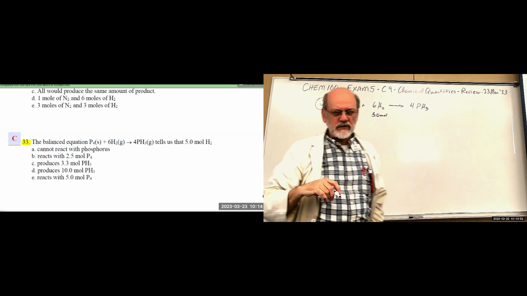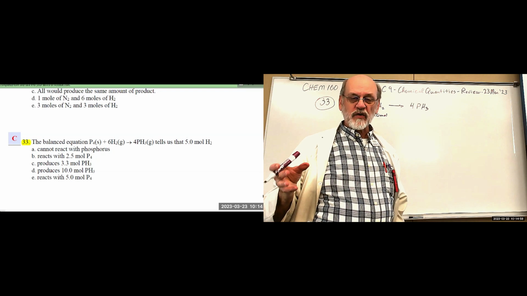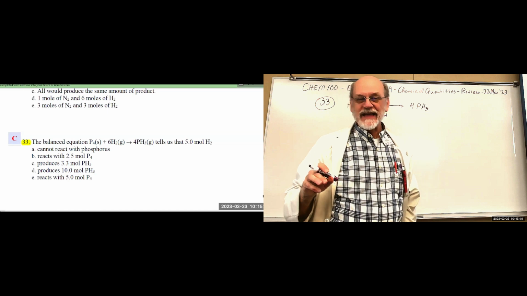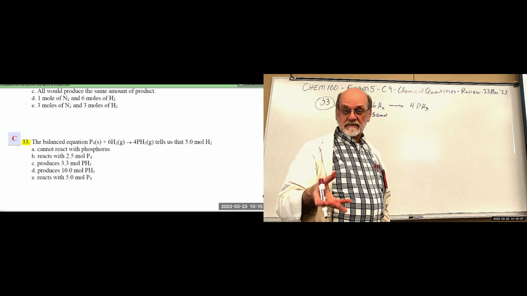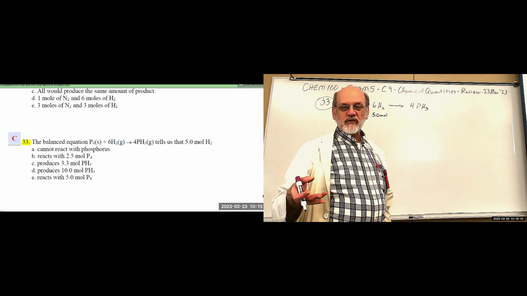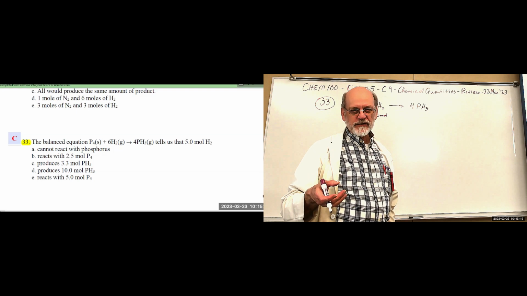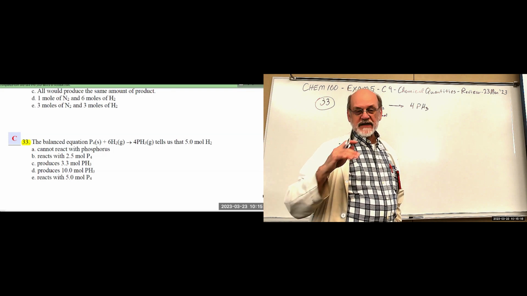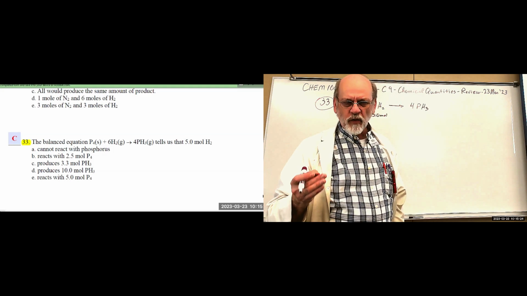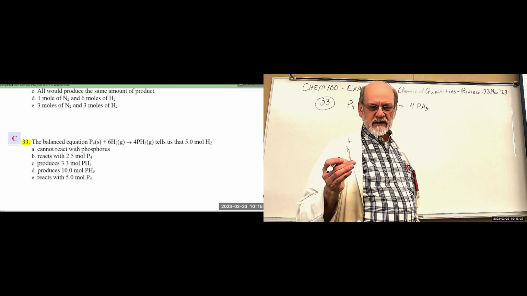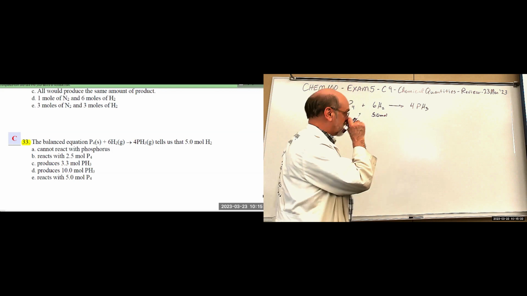If we have 5 moles of H2, the balanced equation tells us that 5 moles of H2 cannot react with phosphorus. We've got the equation there. We know it reacts with phosphorus. Reacts with how much P4? Produces, well, I'm looking at the answers to guide me in the direction. So if we calculate the moles of P4, we calculate the moles of PH3, then we'll be able to answer.